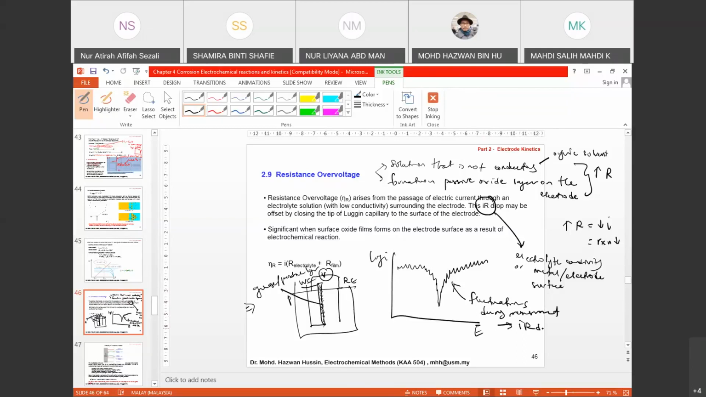So what caused the IR drop is either the electrolyte conductivity or the metal electrode surface. Right. So this actually will create a so-called resistance overpotential. Any questions so far for this one? Anything that you think you do not understand for this part? Is it clear to you guys? Yes, Doctor.